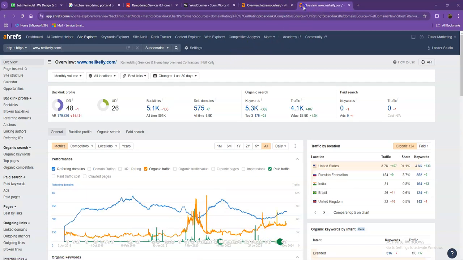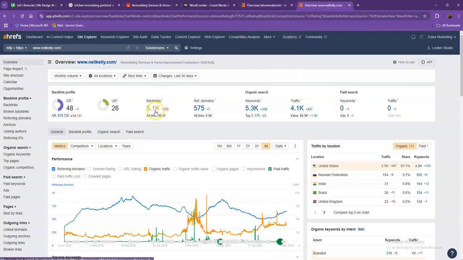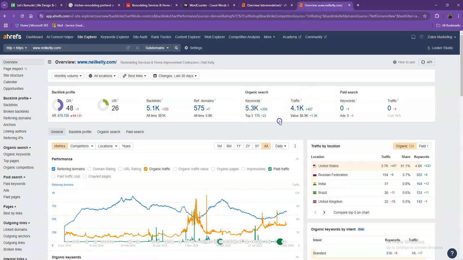Let's go ahead and take a look at your competitors' numbers. Well, with DR and UR, it shows that Google actually considers their website a much more trustworthy and a stronger website. That's also because they have more backlinks. They also have more keywords, which gave them way more traffic within the last 30 days.